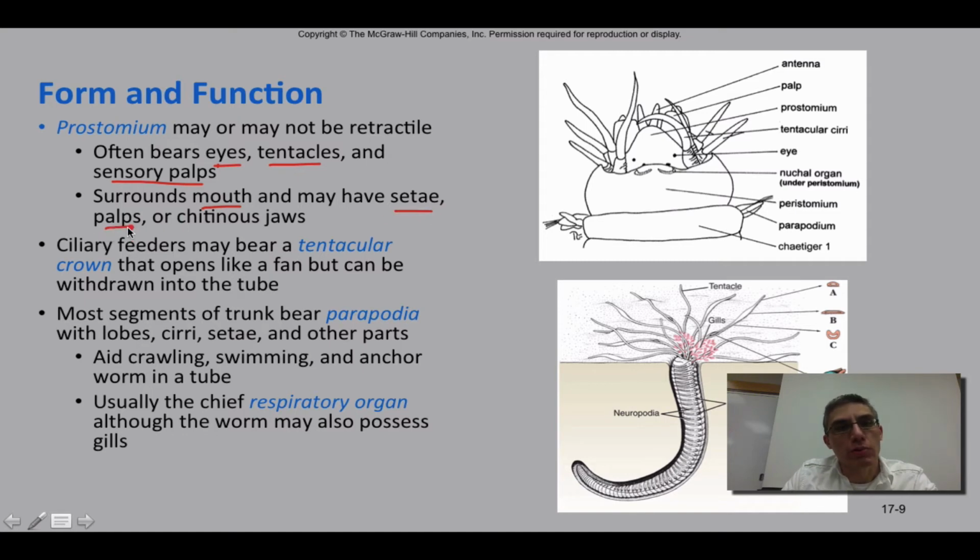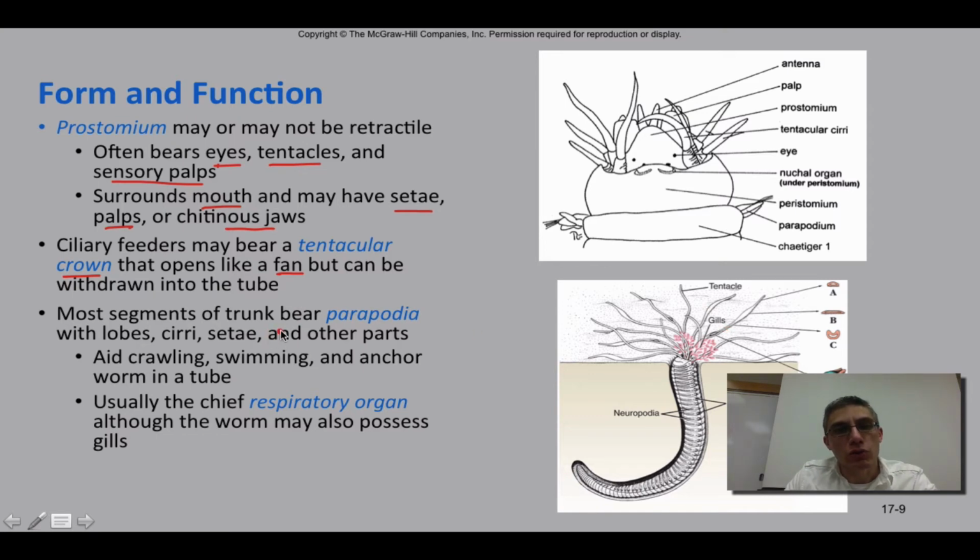Obviously the palps are going to be there, and it could have chitinous jaws, depending again on how these animals feed. Now some of them will be considered ciliary feeders, and if they are, they're going to bear a tentacular crown that's going to open up sort of like a fan. So that's going to be the tube worms that we had mentioned earlier. But again, that fan can actually be withdrawn into the tube, and sometimes that crown serves two functions. It can serve not only as a feeding mechanism, but also as a mechanism for gills, which is a way for these animals to absorb oxygen.